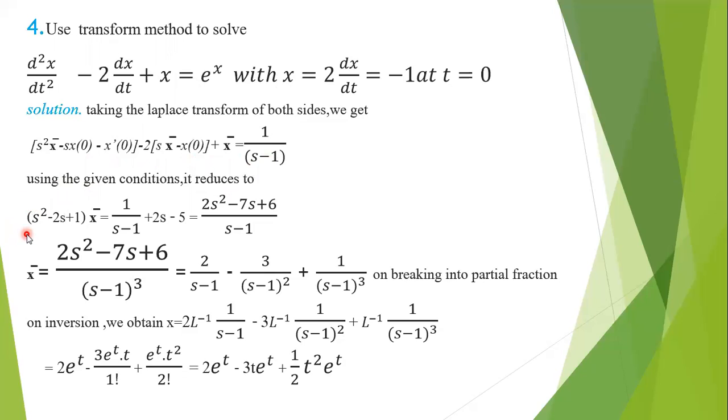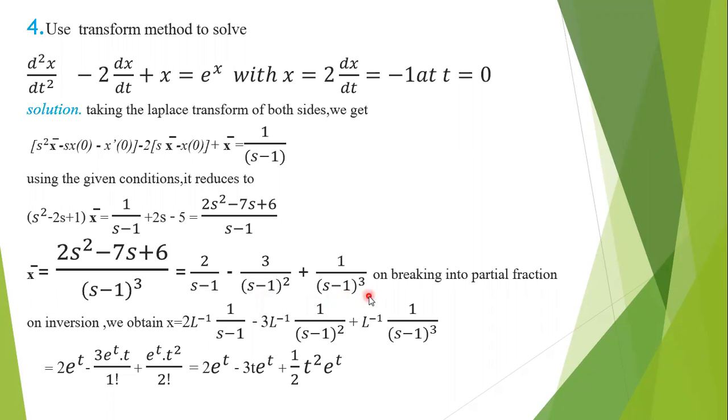So we will be left with (s square minus 2s plus 1) into x bar is equal to 1 upon (s minus 1) plus 2s minus 5. Now we will be simplifying the right hand side, which is equal to (2s square minus 7s plus 6) upon (s minus 1). Now we will be taking the coefficient of x bar to the right hand side. Hence, x bar is equal to (2s square minus 7s plus 6) upon (s minus 1) the whole cube. Now we will be applying partial fraction, which is equal to 2 upon (s minus 1) minus 3 upon (s minus 1) the whole square plus 1 upon (s minus 1) the whole cube.